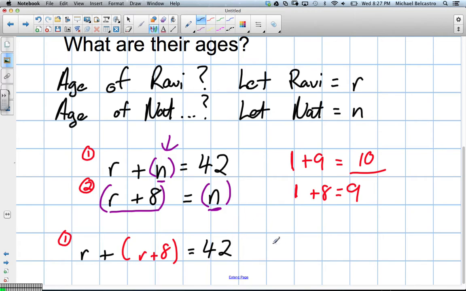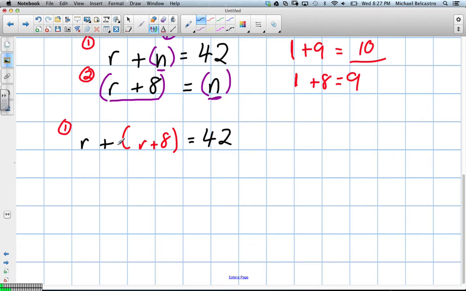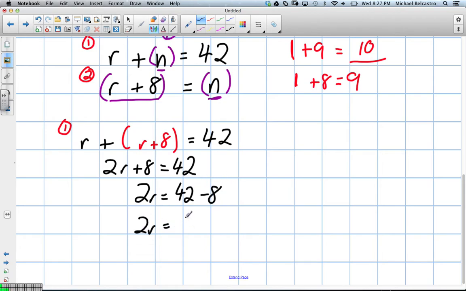No, this was confusing. Okay, we'll set it up into one in a second. Let's combine our like terms first. So 2R plus 8 equals 42. What do we do from here? It'd be negative. 2R equals 42 minus 8. And then 2R equals 36. And then divide them by 2. Okay, and what do you get?